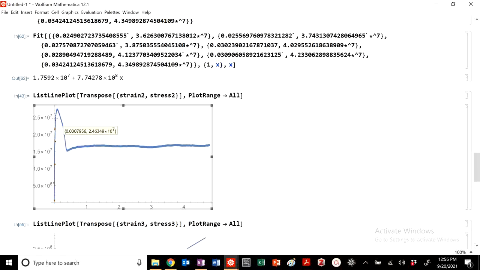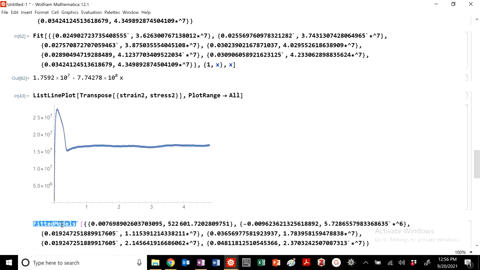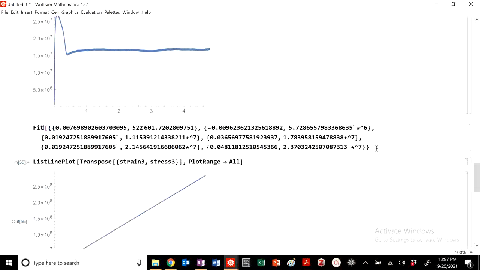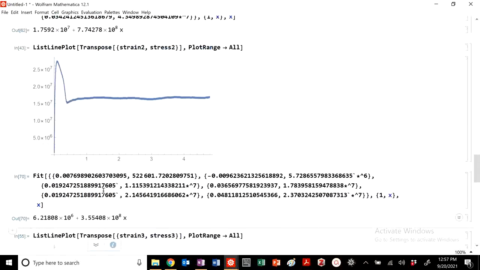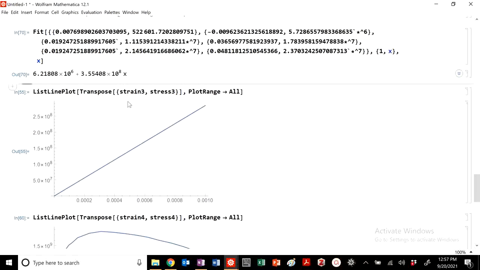Let's do a fit here. So fit, I just want to do fit, and I want to do this from 1 to x. So you can see that this is a little bit less stiff than this, so it's more compliant. I could definitely do the fit. Let's look at here.